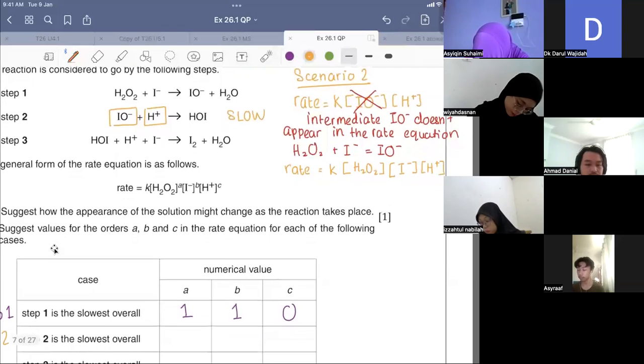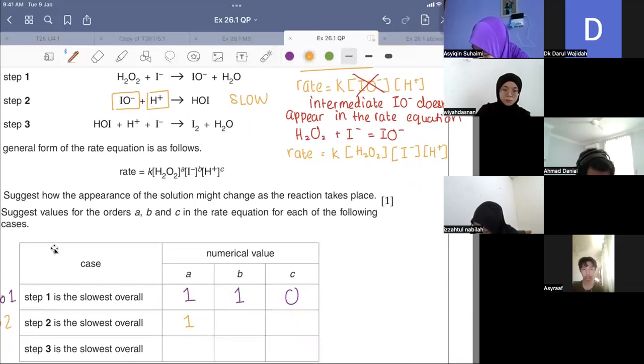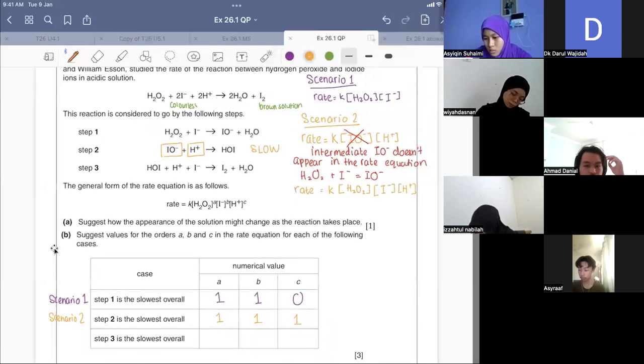So that means my A, the order of H2O2, is 1. My I minus, the order of I minus, B, is also 1. And the order of hydrogen ion, C, is also 1. That's for scenario 2. Last scenario is scenario 3.